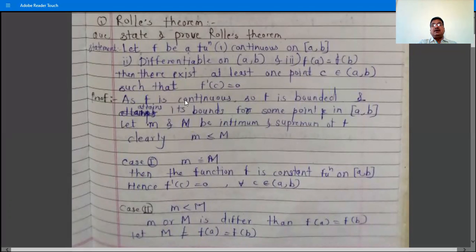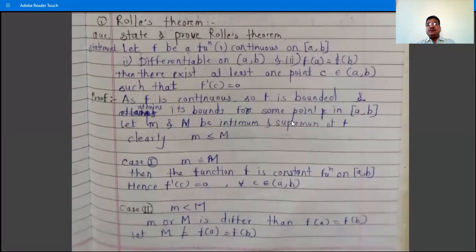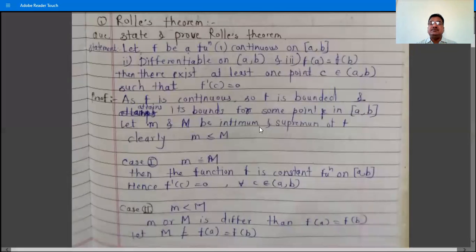So the proof of this theorem: as f is continuous, f is bounded and attains its bounds at some point in the closed interval [a, b]. So if the function is continuous, then the function is bounded. When we say the function is bounded, it has a supremum and infimum, that is, an upper bound and a lower bound. If the function is both bounded above and bounded below, like a sequence, then we say the function is bounded. The function is bounded if its set of images is bounded, and a set is bounded if it has an upper bound and a lower bound.